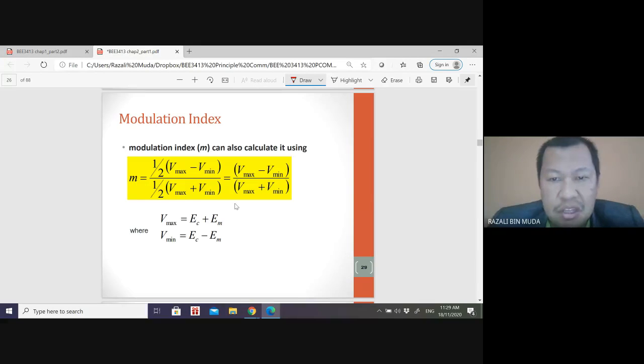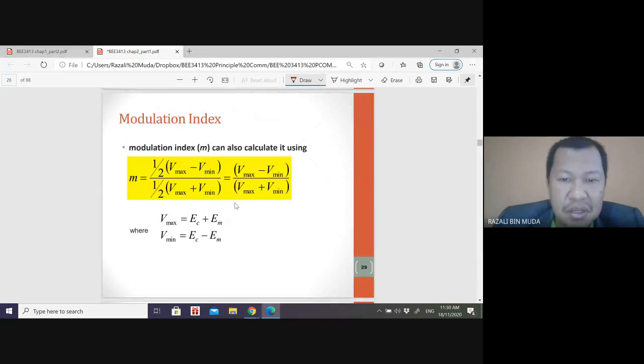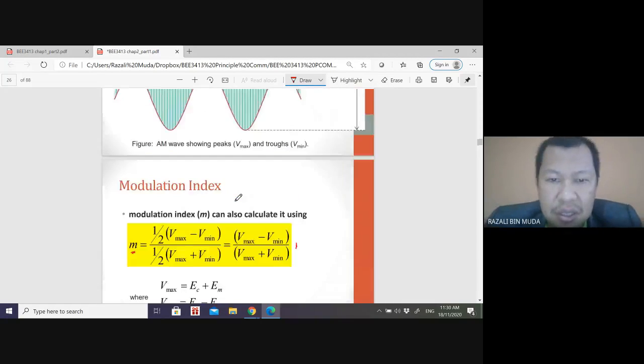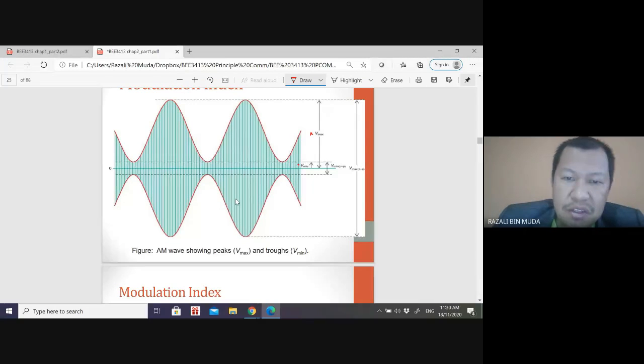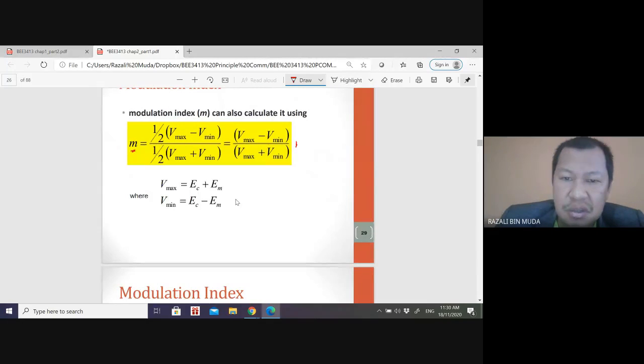Modulation index can also be calculated using this figure. So half of Vmax minus Vmin over half of Vmax plus Vmin equals Vmax minus Vmin over Vmax plus Vmin. So M also can be expressed in this equation. If you have this figure, especially when you are using the oscilloscope, then you can use this equation. It is easier to calculate the modulation index.